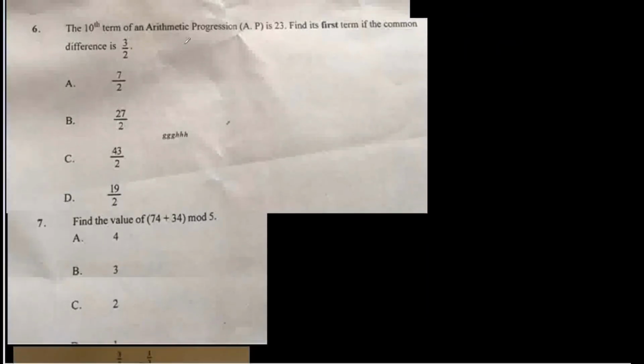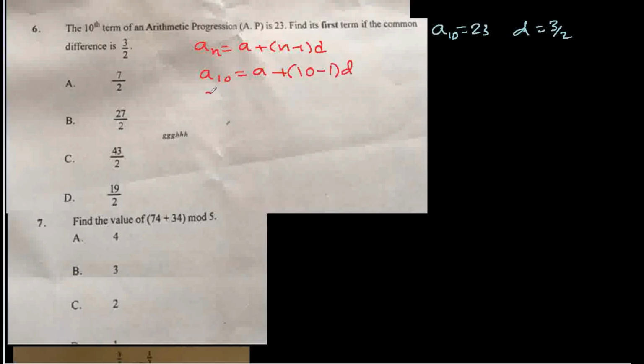The 10th term of an AP is 23. So A10 is 23. Find its first term if the common difference is 3 over 2. The formula for the nth term is a plus n minus 1 times d. So A10 will be a plus 10 minus 1 times d. A10, which is given as 23, is a plus 9, and d is known to us, 3 over 2.